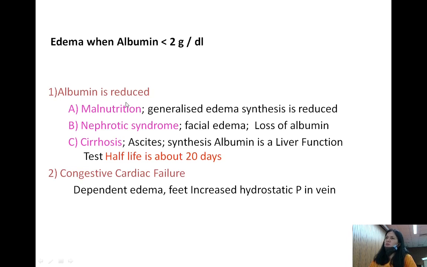So albumin is reduced in conditions like malnutrition, then second in nephrotic syndrome, because of increased excretion. What is cirrhosis? Cirrhosis is liver failure. So if the liver fails, because the liver is the organ where albumin is synthesized, a failure of the liver will lead to decreased albumin concentration. Then in case of congestive cardiac failure, there is edema and decreased albumin concentration.